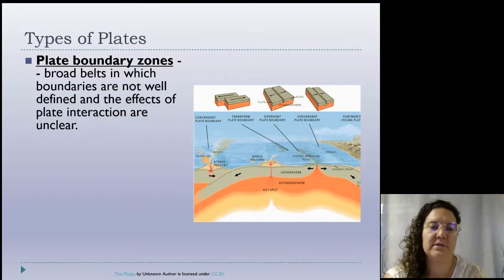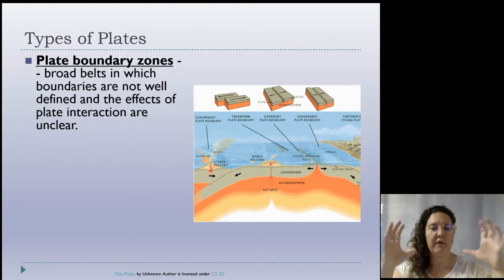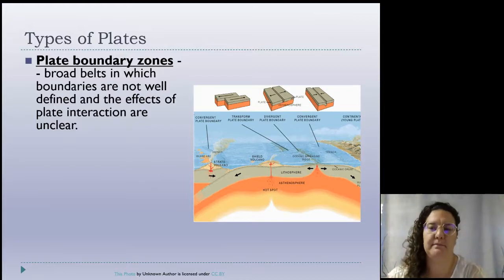So, plate boundary zones are just general broad belts where the boundaries are not really well defined and the effects of the plate interaction are unclear. So, we can't narrow this down into a simple, this happens over a 3-kilometer area. So, we have plate boundary zones where all this action is occurring.